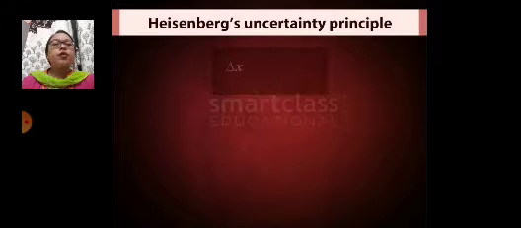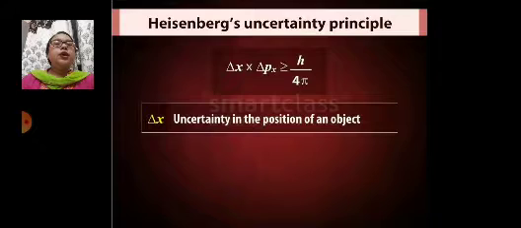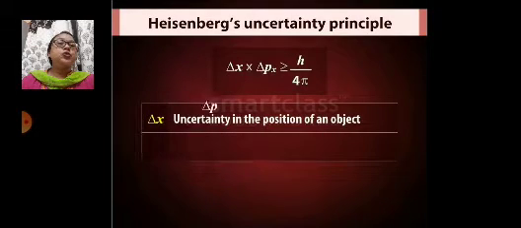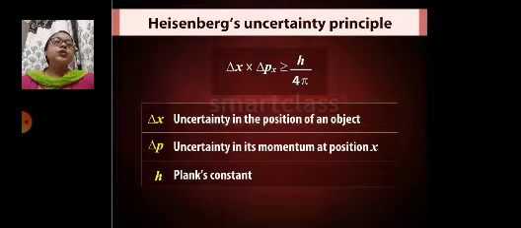Mathematically, delta x into delta px is more than or equal to h upon 4 pi, where delta x is the uncertainty in the position of an object, delta px is the uncertainty in its momentum at position x, and h is Planck constant.